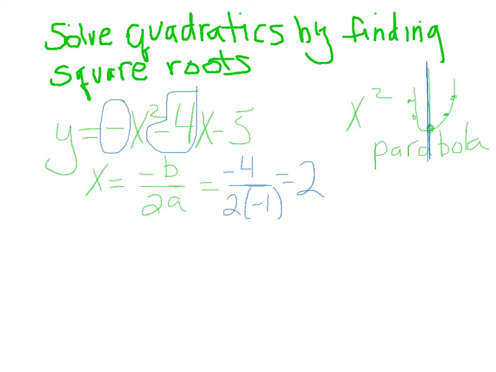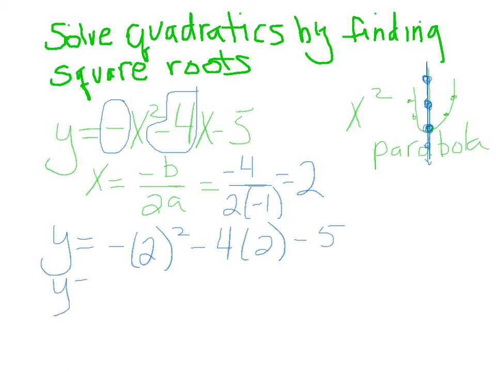Now, the vertex is somewhere on that line. But where? We need to find the y value of the vertex, and the way we do that is by substituting the x value into the original equation. Now, since a negative is outside the parentheses, I need to square my 2 first. So 2 times 2 is 4. So negative 4. Minus 8 minus 5.